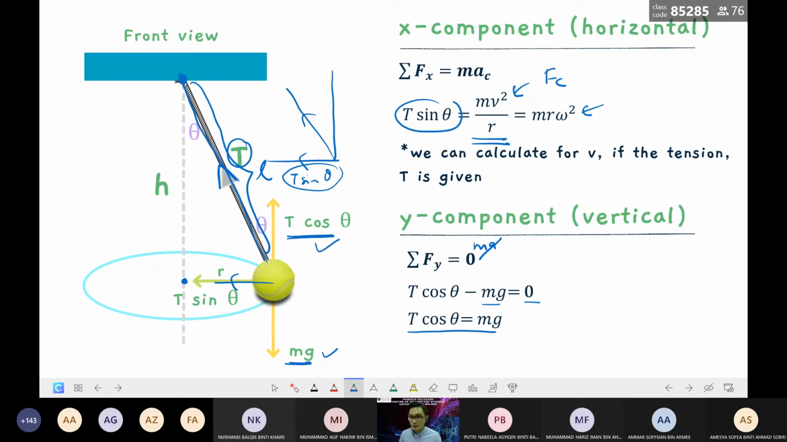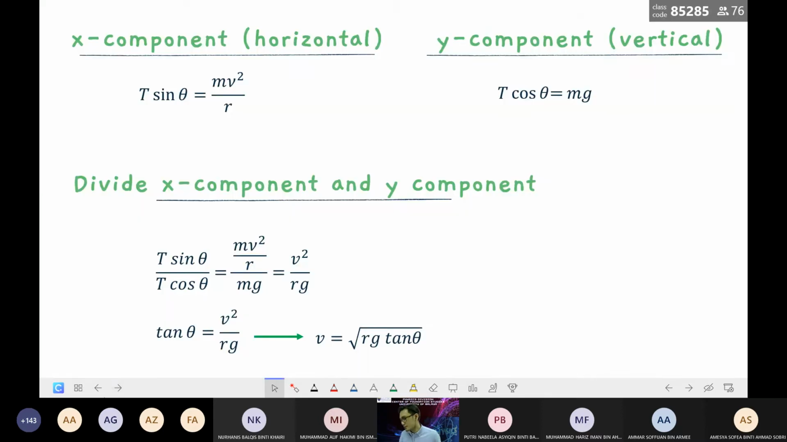Okay, we now have two equations. From the X component, T sin theta is equal to mv square over r, and we also have the second equation from the Y component, T cos theta is equal to mg. Okay, how about deriving the velocity for this ball? Let me list them again. X component is T sin theta equals mv square over r, and Y component we have T cos theta is equal to mg. Okay, how do we proceed with these two equations?